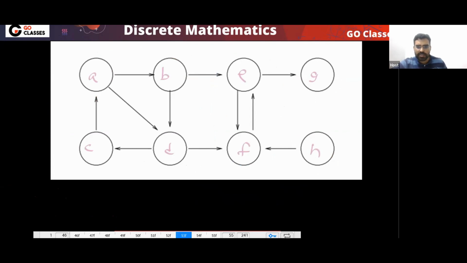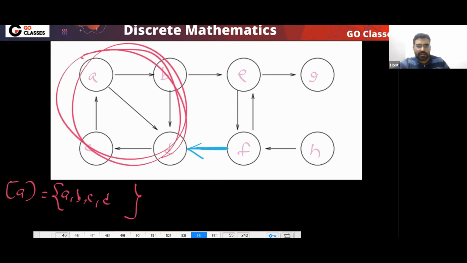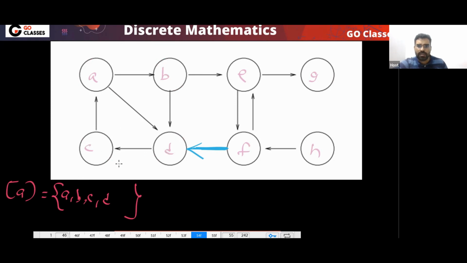Let's see another question. If I modify this arrow, let me modify this arrow to this side. Now tell me the answer. Let's find out the strongly connected component to which A belongs. You can notice this A, B, C, D, because there is a cycle.